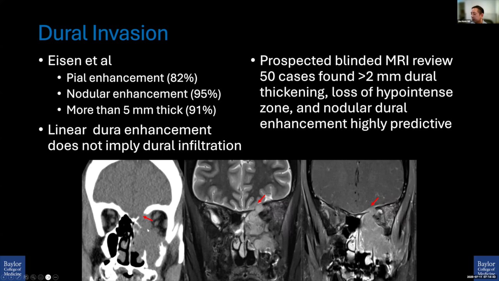This was a case of squamous cell carcinoma. And then you can see on the MRI, on the T2 weighted sequence, that there's loss of this hypointense zone. And on the post-contrast sequence, there's nodular thickened enhancement greater than 2 millimeters. And this was squamous cell carcinoma with intracranial dural invasion.